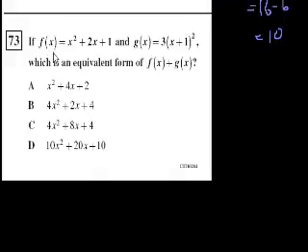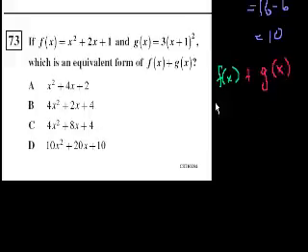If f of x is equal to x squared plus 2x plus 1, and g of x is equal to 3 times x plus 1 squared, which is the equivalent form of f of x plus g of x? So essentially, they just want us to add these two functions, right? So if we say f of x plus g of x, let me do that. F of x, and I'll do it in another color, plus g of x. Well, now we just add them.